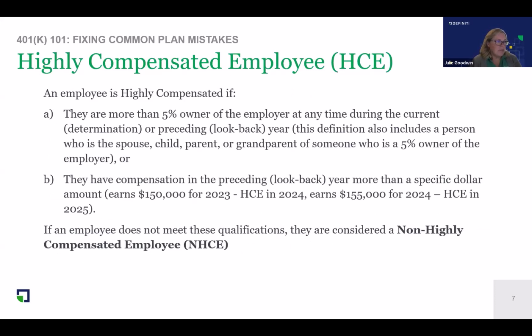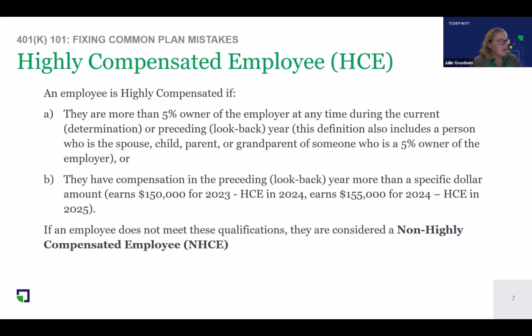The next set of compliance tests have to do with non-discrimination. And when it comes to non-discrimination, there are two classifications within the plan that we look at, and they are the highly compensated employees and non-highly compensated employees. A highly compensated employee is anyone who owns directly 5% of the employer at any time during the current or the prior year. This also includes spouses, children, parents, or grandparents through family attribution.